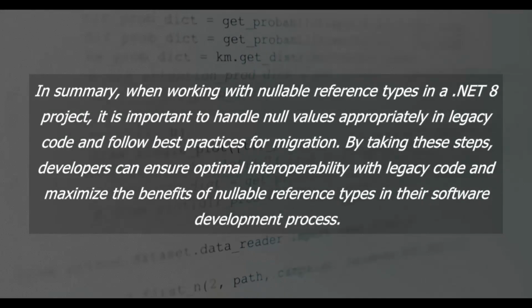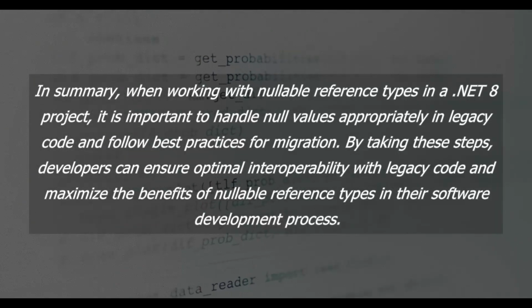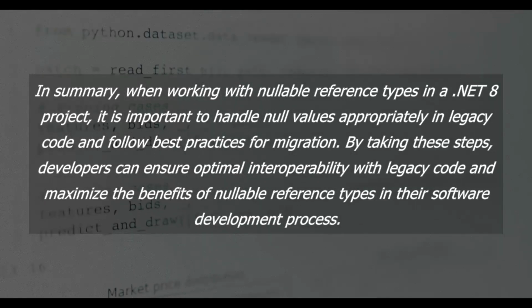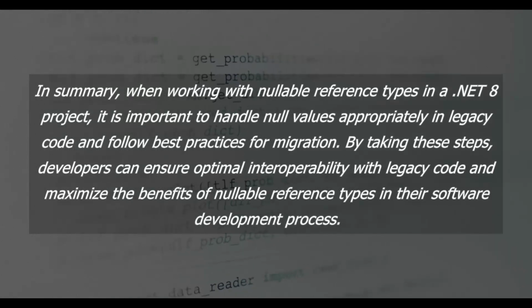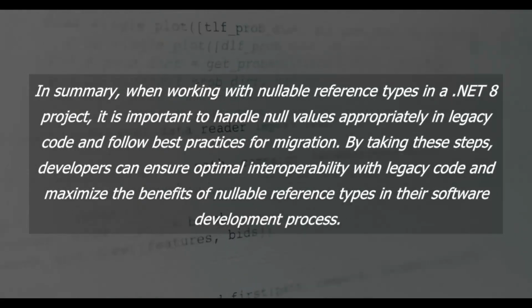In summary, when working with nullable reference types in a .NET 8 project, it is important to handle null values appropriately in legacy code and follow best practices for migration. By taking these steps, developers can ensure optimal interoperability with legacy code and maximize the benefits of nullable reference types in their software development process.